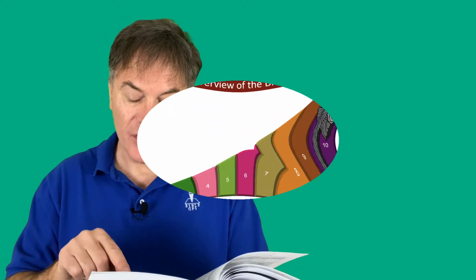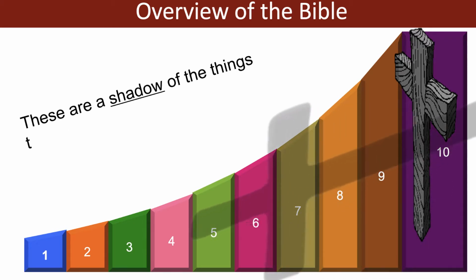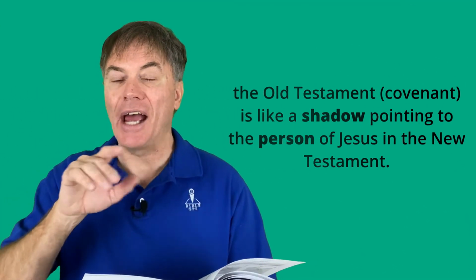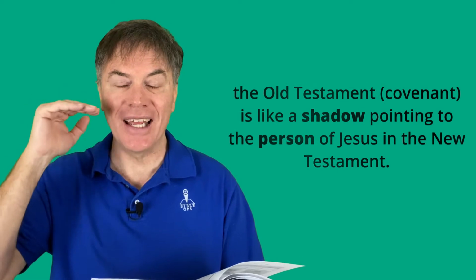Now, there's a beautiful verse that can help us to better understand this. And this is in Colossians 2, verse 17. It says, "These are a shadow of the things that were to come. The reality, however, is found in Christ." So this passage says it very well, that the Old Testament is like a shadow and it's pointing towards the person of Jesus Christ. That is why block 10 is not a rising line, because block 10 is the fulfillment, is the climax of the Bible. And the Old Testament is this shadow building up towards the climax and pointing towards Jesus.